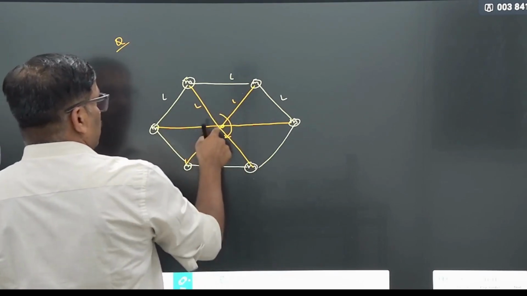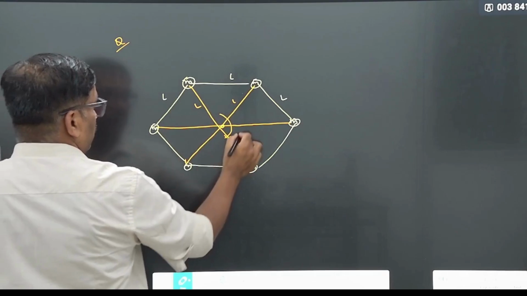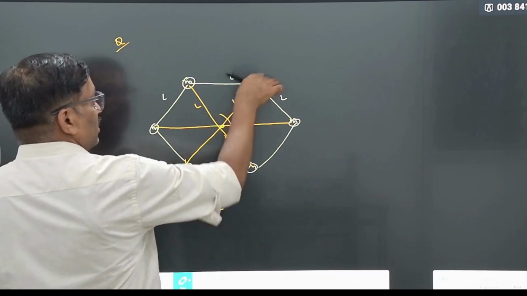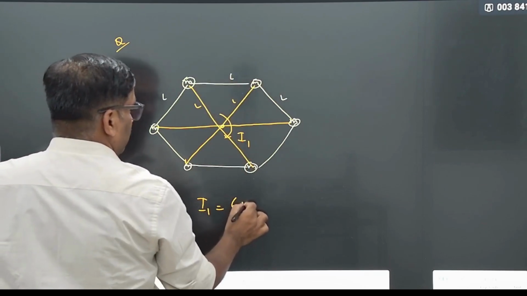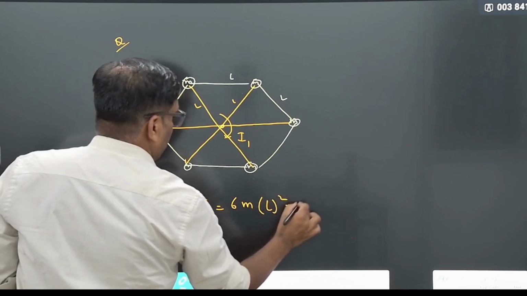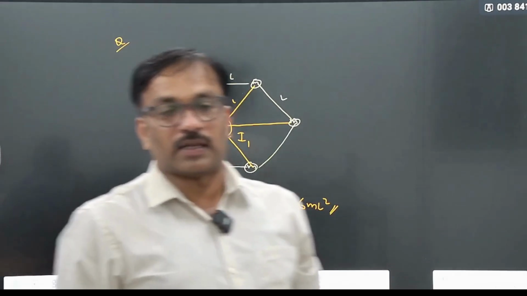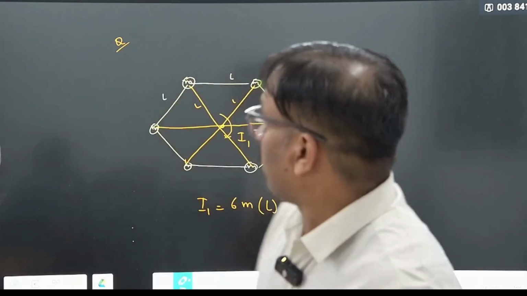So this is L, the same distance. Therefore here I1, what can you write? The distance is the same, the masses are the same, so 6 into m into L square, therefore 6 ML square will be your moment of inertia about an axis passing through the center of this hexagon. Clear?